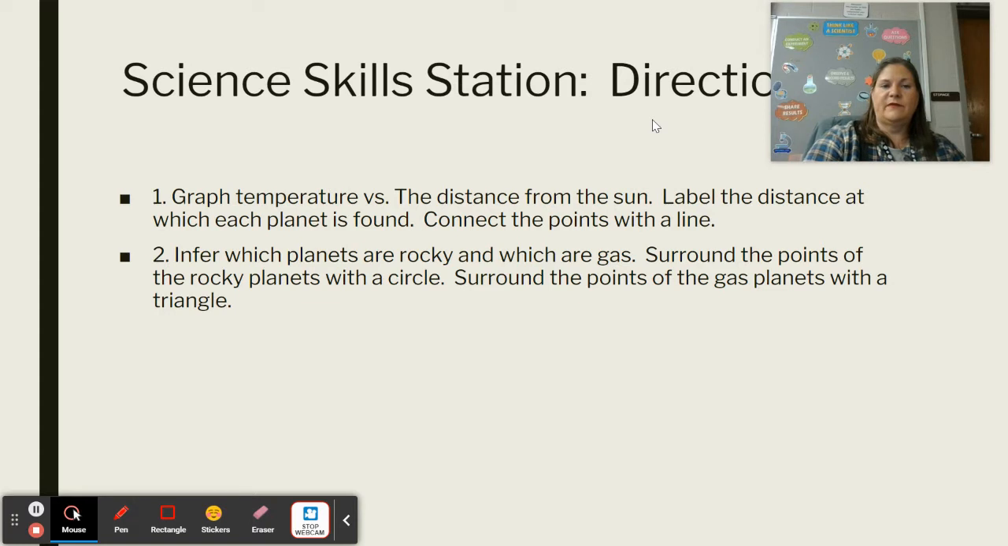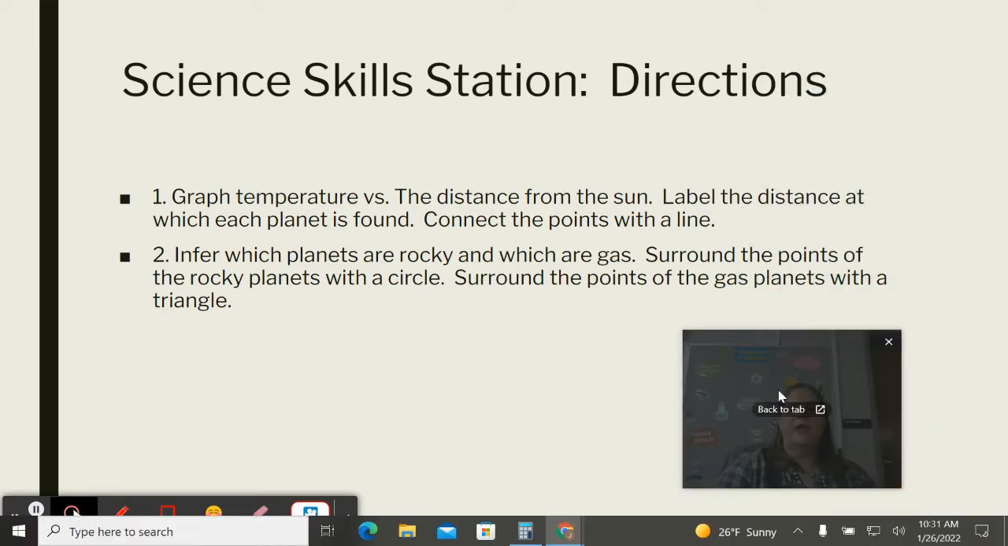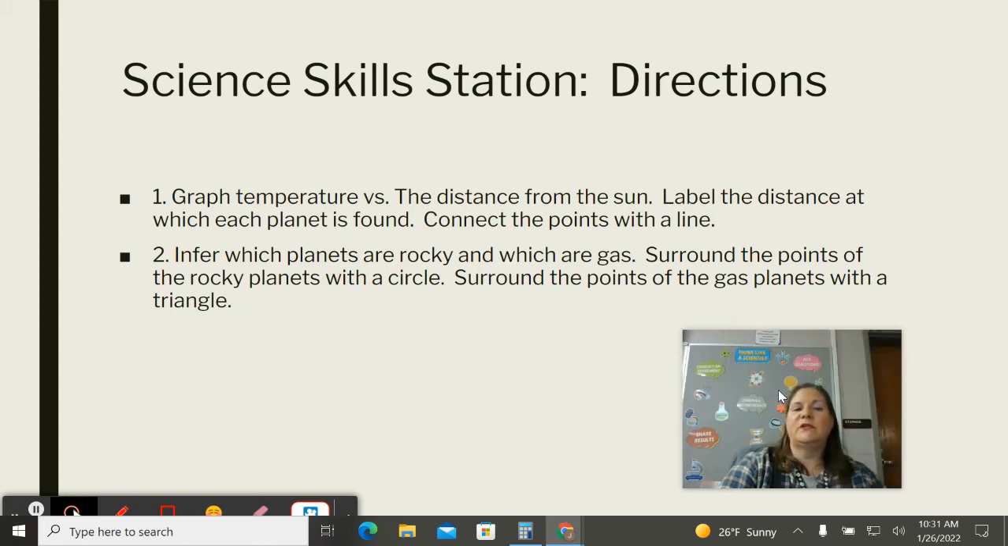So the first activity is to graph temperature versus distance from the sun and label the distance at which each planet is found and connect the points with a line. Then infer which planets are rocky and which are gas. So you're going to surround the points of the rocky planets with a circle and the gas planets with a triangle. And I actually have an example of this to show you.